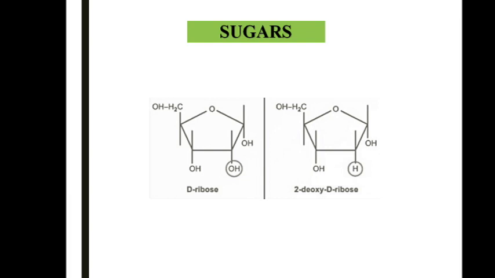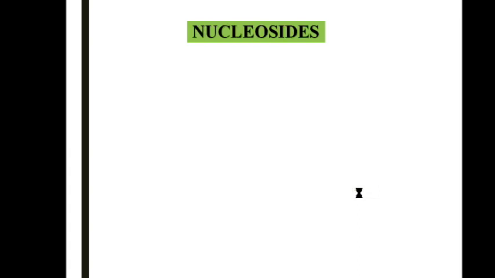The sugars present in nucleic acids are namely D-ribose, which is present in RNA, and 2-deoxy D-ribose, which is present in DNA. At the 2nd carbon atom, you can see the hydroxyl group is present in the ribose sugar, and in the deoxyribose sugar there is only a hydrogen atom, the oxygen is removed, and it is 2-deoxy D-ribose. So ribose sugars are present in RNA and deoxyribose sugars are present in DNA.